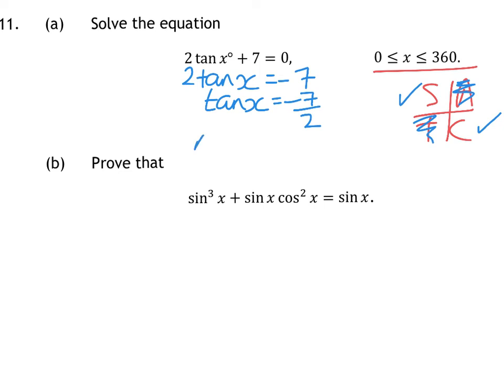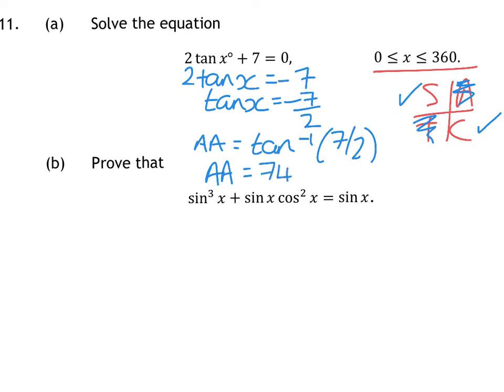Your acute angle, we'll be doing shift tan, or inverse tan, of 7 over 2. Remember, never put that negative in, okay? So the acute angle comes out as being, so the nearest degree gives you 74 degrees.